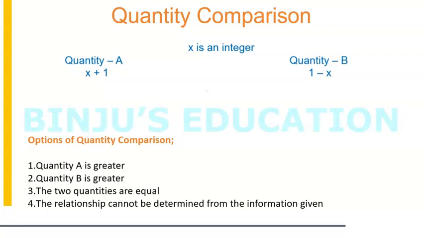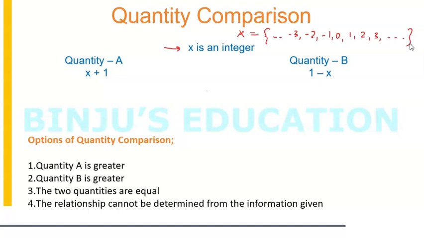Now, what happens in a quantity comparison question is that you are given a statement, which you have to consider as a fact, and information is given to you. Like in this case, the information given to you is x is an integer. This is the information which we have to take to be true. If x is an integer, it can be -3, -2, -1, 0, 1, 2, 3, and so on. It can be a positive value, a negative value, or 0 also. We have to take all the possible cases into consideration.